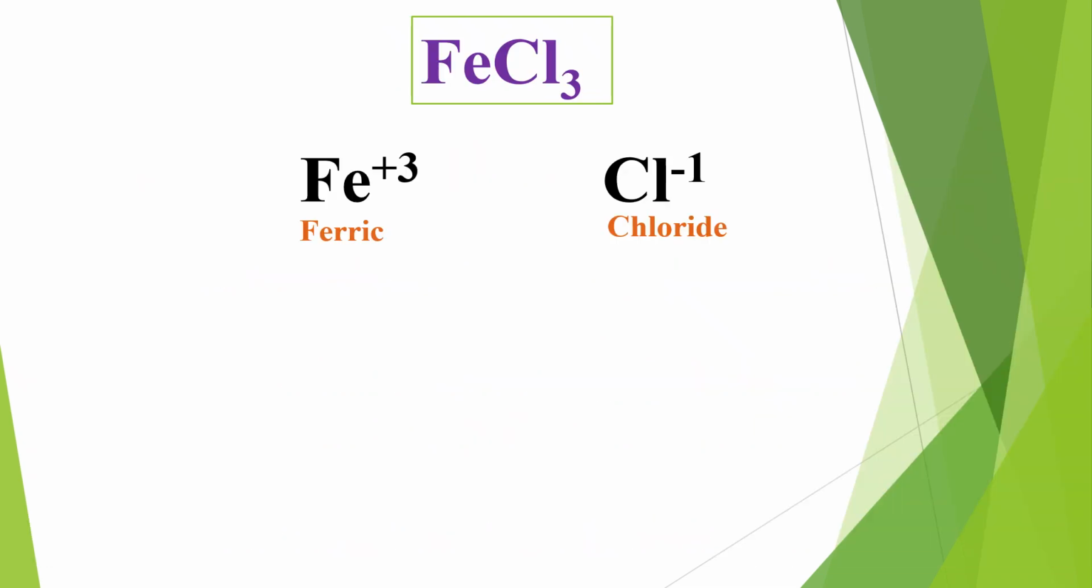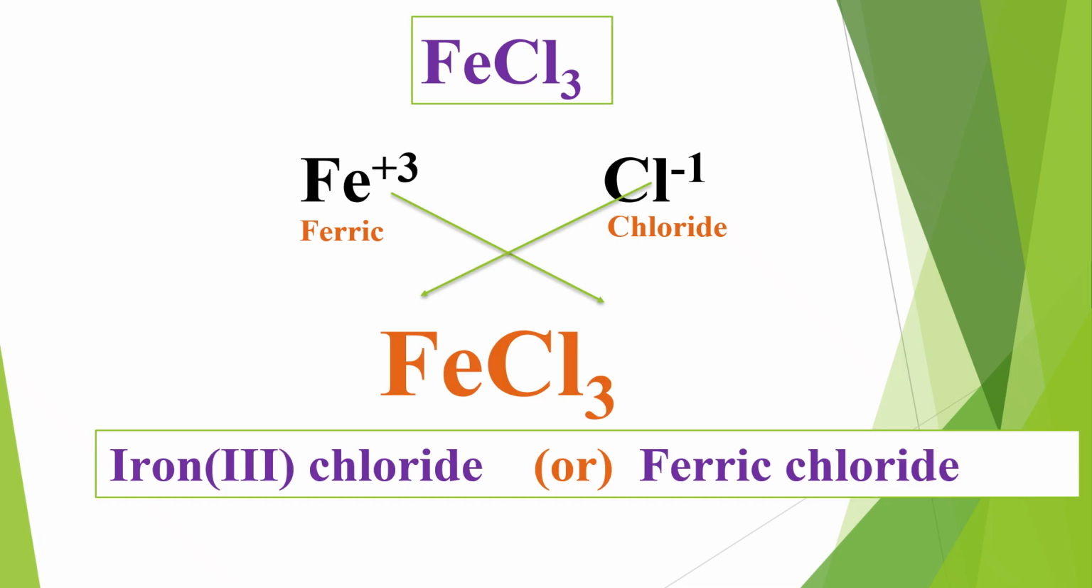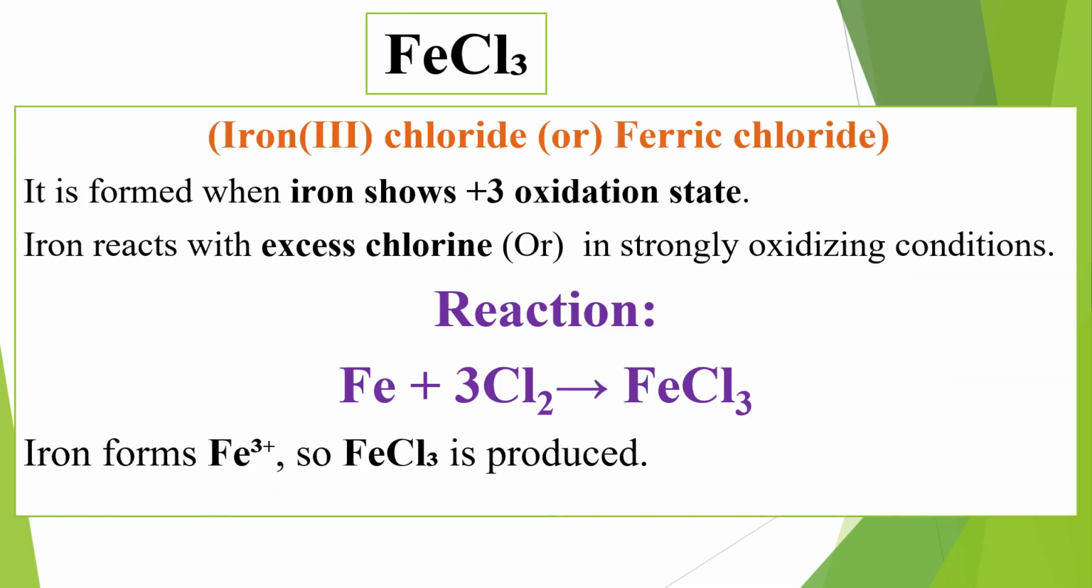Similarly, you take ferric chloride. Ferric means Fe plus 3, and chloride is Cl minus 1. By using the crisscross method, FeCl3 is formed, iron 3 chloride or ferric chloride. When is ferric chloride formed? When iron reacts with excess of chlorine, naturally you will get ferric chloride. So that is in the +3 oxidation state.